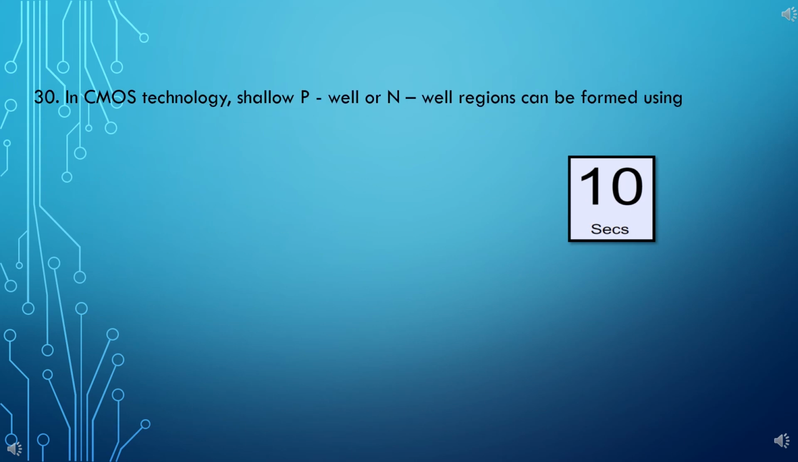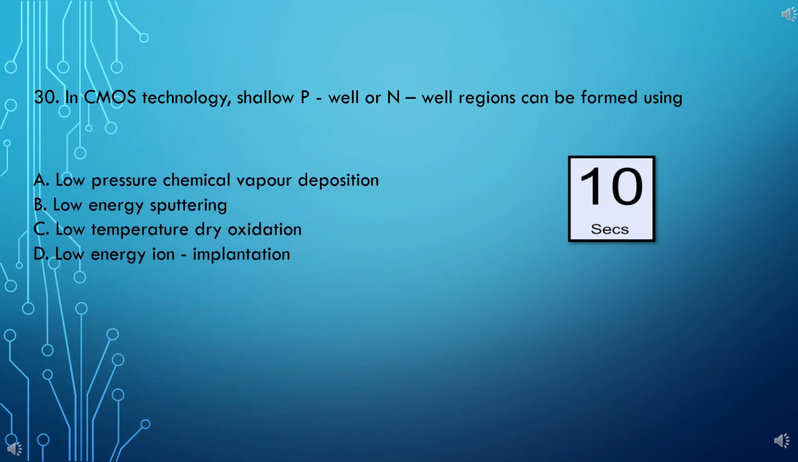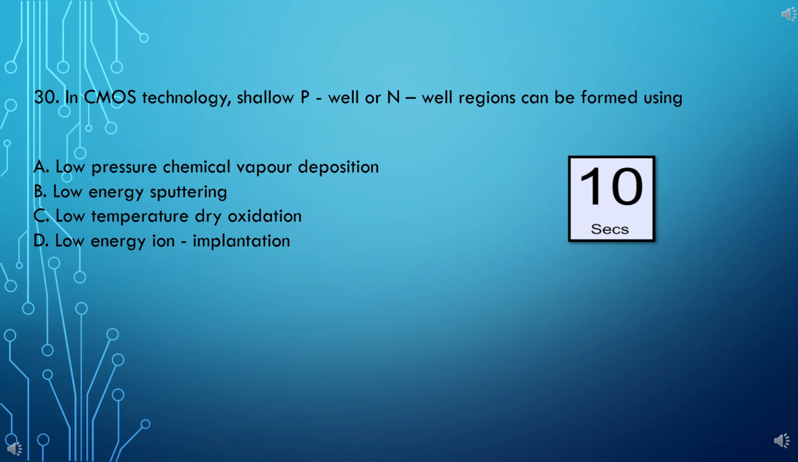In CMOS technology, shallow P-well or N-well regions can be formed using: Option A. Low pressure chemical vapor deposition. B. Low energy sputtering. C. Low temperature dry oxidation. D. Low energy ion implantation. Answer: low energy ion implantation.